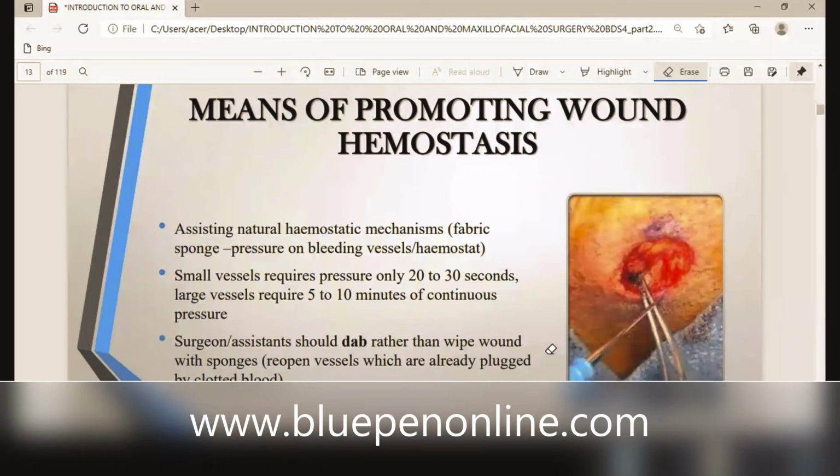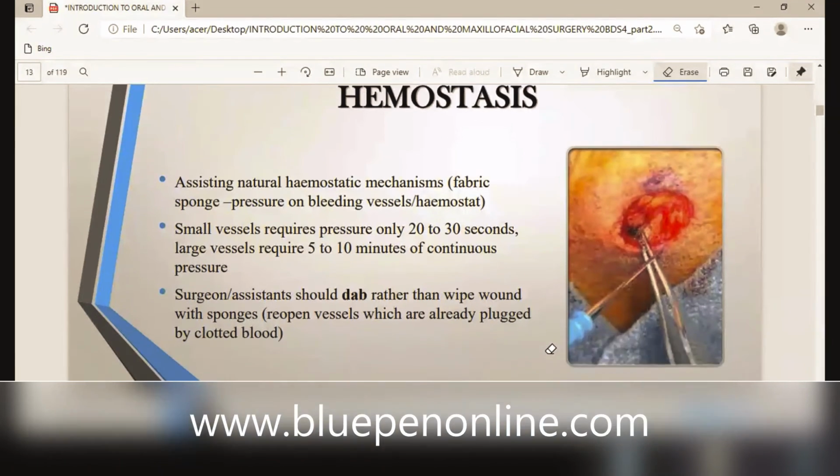It can be your assistant or you yourself performing the surgery. When you do a surgery, never try to wipe the area. If you wipe the area, your clot will reopen the vessels which are already plugged with the clotted blood. Only dab the area with sponge or cotton. Never wipe. It's a very important point. Never wipe any area. Just dab it. If you wipe, it will reopen the vessels which are already clotted.